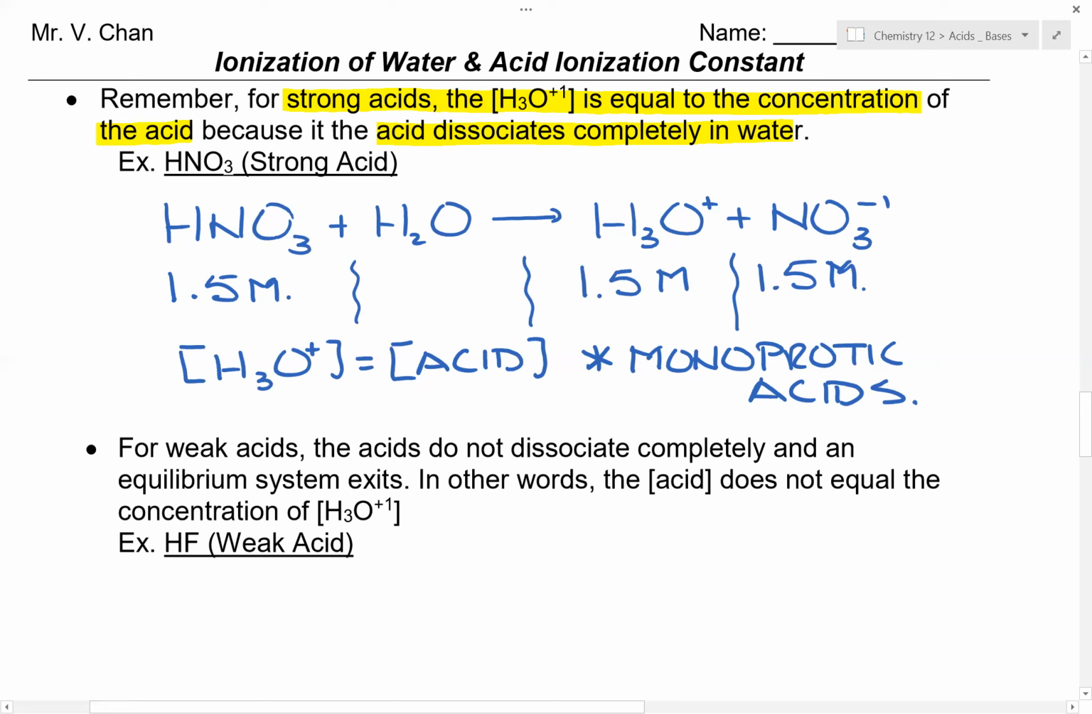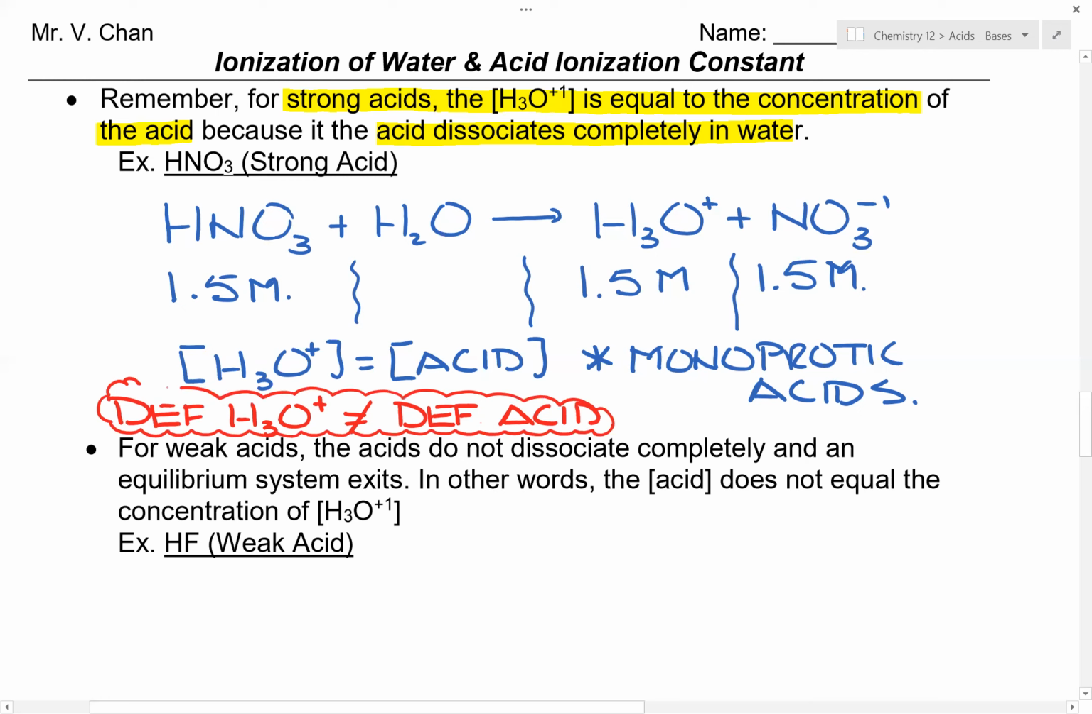One thing you need to be aware of, and I want to make a note of it here, is that the definition of H3O plus is not the same as the definition of the acid. Okay, so please be aware of this. The definition of the acid is the substance that actually donates the proton, while H3O plus is the chemical that's a result of that donation.